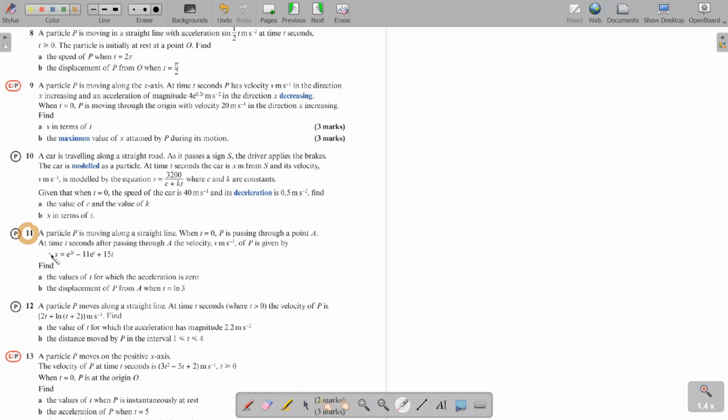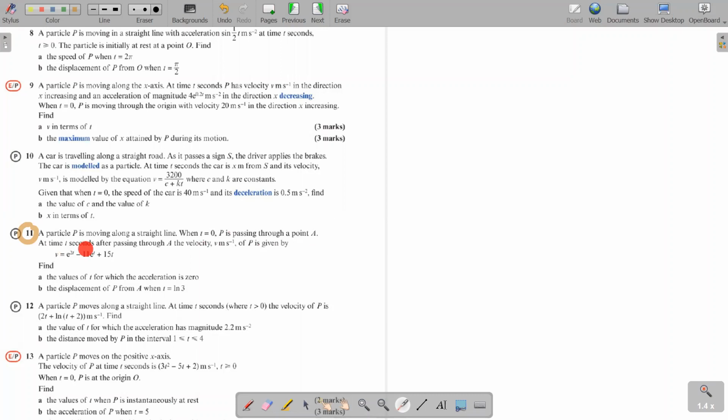Question number 11. Okay, let's go to question number 11. A particle P is moving along a straight line. When time is 0, P is passing through a point A. It's not at the origin though. Can you see? At time 0, can we say x is 0? No.